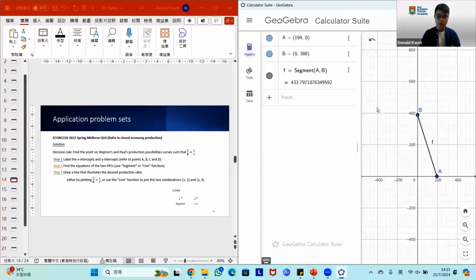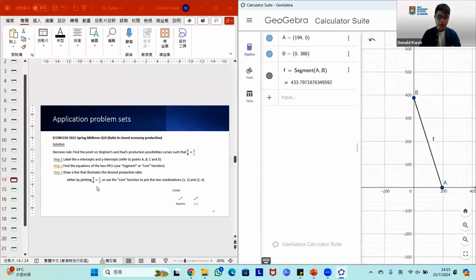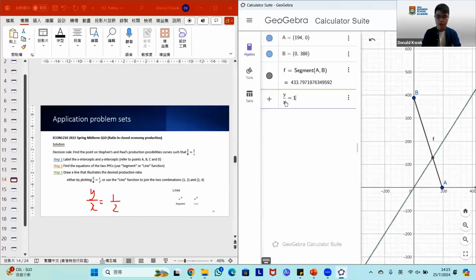And finally, we are going to draw a line that illustrates the desired production ratio. Because clutch is plotted on the y-axis while brake is plotted on the x-axis, this is why the ratio is y over x equals 1 over 2. So let's type it in GeoGebra.